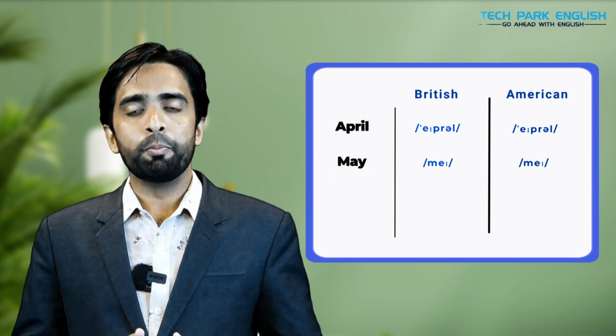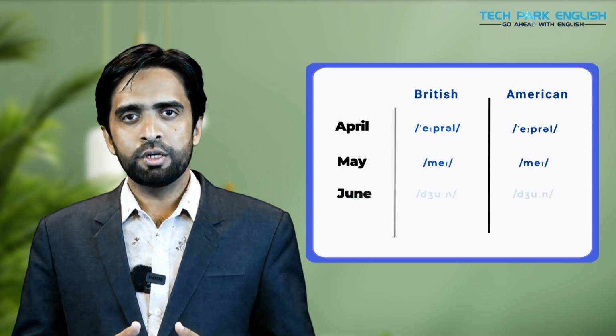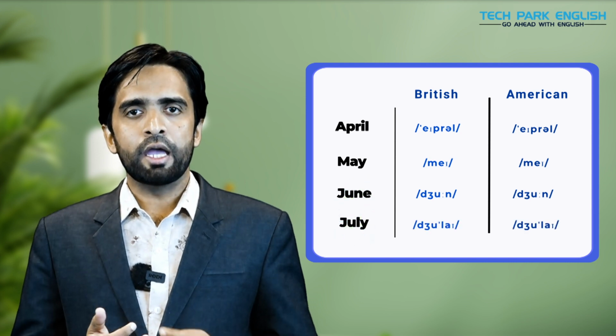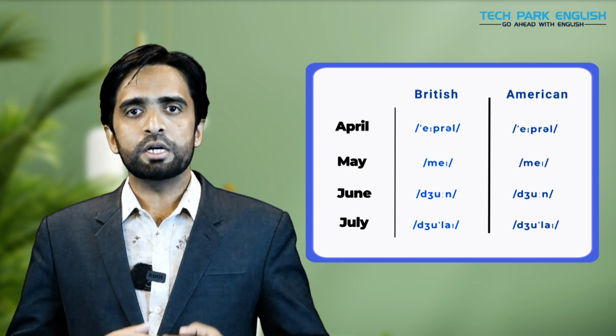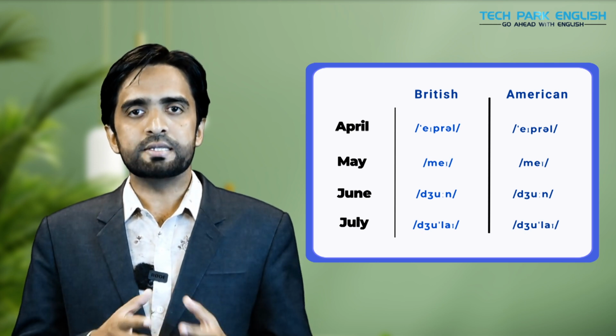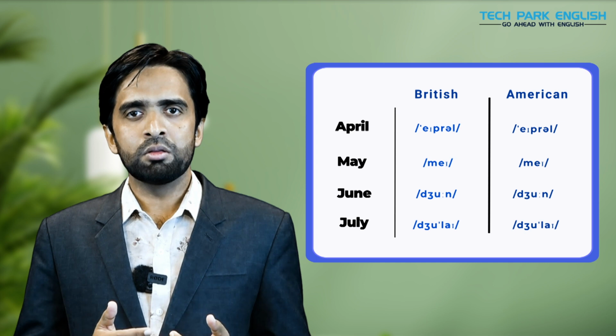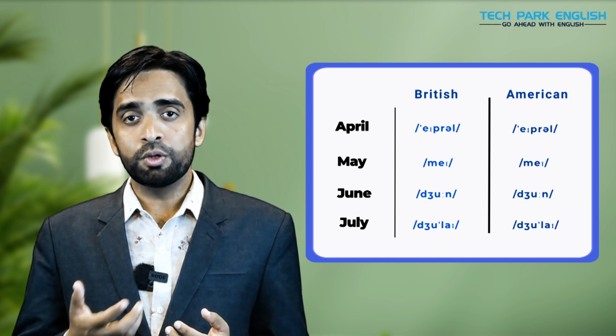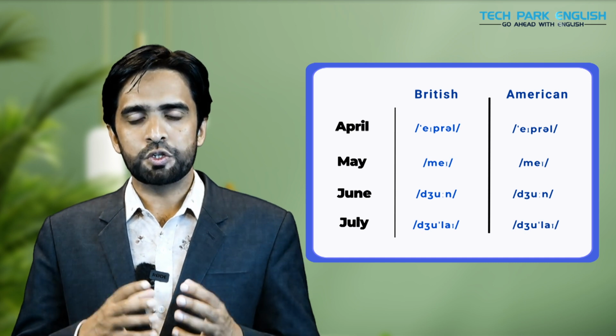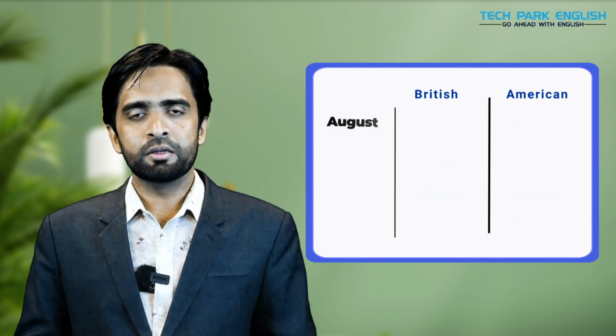April, May, June, July. এই চারটা মাসের ব্রিটিশ অ্যান্ড আমেরিকান উচ্চারণ সেম, অর্থাৎ April, May, June, July.